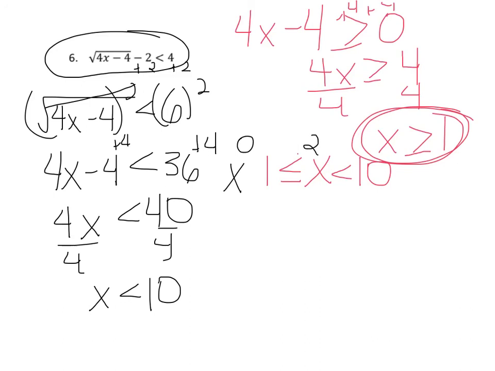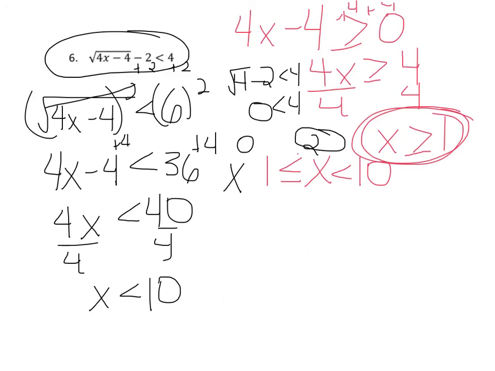Let's try 2. 2 times 4 is 8. 8 minus 4 is 4, so I have the square root of 4 minus 2 is less than 4. The square root of 4 is 2, minus 2 is 0, which is less than 4. This is correct, so I know the middle of my solution is correct.